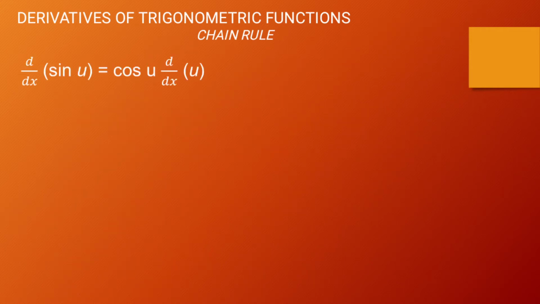So we are going to let u be a differentiable function of x. For our derivative of sine, we have the derivative of sine u is equal to cosine u times the derivative of u.